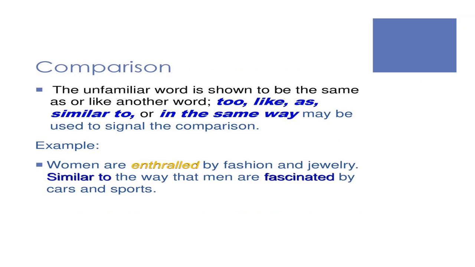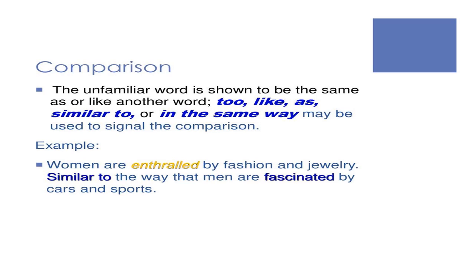We have here another type of context clues, which is the comparison. Usually the unfamiliar word is shown to be the same as another word. How can I know that? When I find a clue like to, like, as, similar to, similarly, in the same way, which will represent the second word.